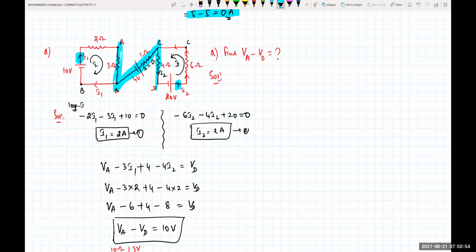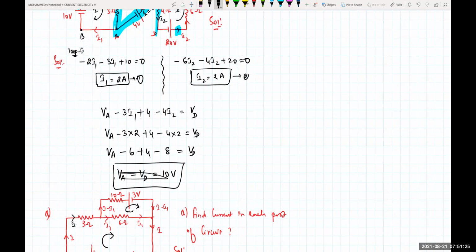VA minus 3 into I1, plus, negative to positive, plus 4. Then there is no current, so minus 4 into I2, because I'm moving in the same direction. So current here will be equal to your I2, that will be equal to VD. Okay now? Is it clear? A to D, you apply the potential. From loop 2, you will get the values of I1 and I2. Simplified, we'll be getting the potential between VA and VD. Potential VA minus VD will be equal to 10 volts. Clear?